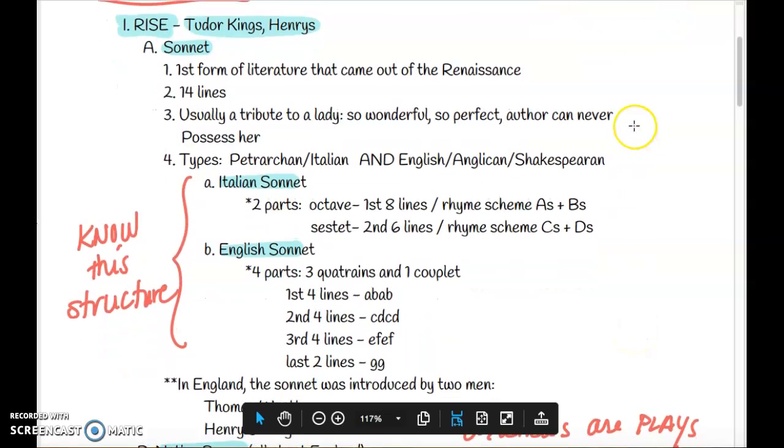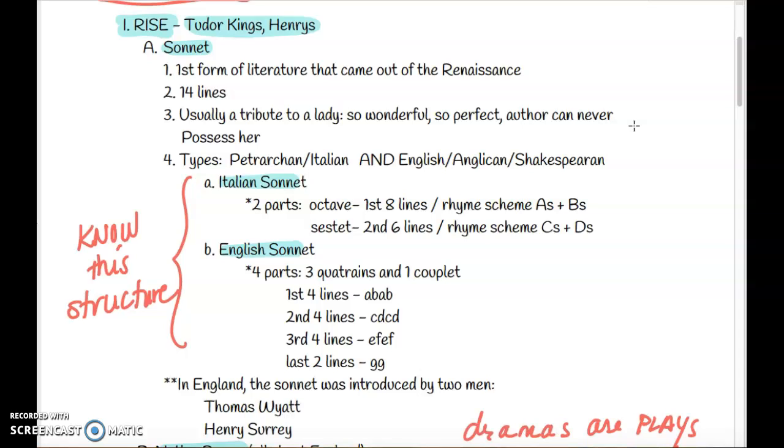All right, so the difference between them is the structure. They both have 14 lines. They both were the first form of literature to come out of the Renaissance. They both are a tribute to a lady, but their format and setup is different. So if we're looking at the Italian sonnet, it is broken really into two parts, the 14 lines. It's broken into the first 8 lines with a rhyme scheme of A's and B's, with the A rhyming with the A, the B rhyming with the B. And the 8 lines are called an octave, obviously. Octagon, octopus, right? All stemming from the number 8.